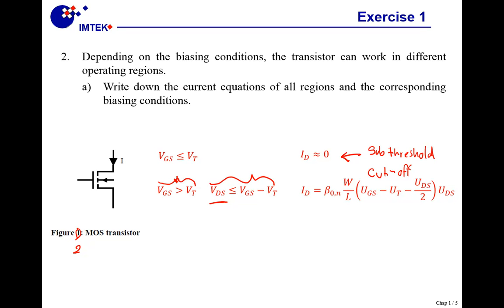Now our third region of operation is the saturation region. We first check that our transistor is on, so always check that your transistor is on, because maybe you start doing a lot of calculations and your transistor is not even on. And then the big difference with the previous one is the sign. In this case, the drain source voltage is larger than the gate source voltage minus the threshold voltage, and the formula is this one here.